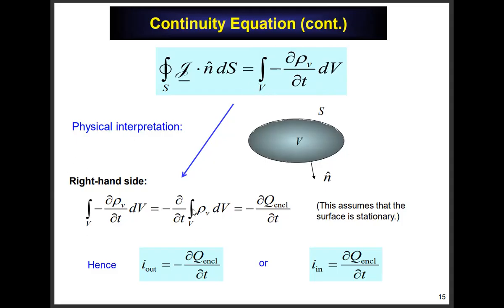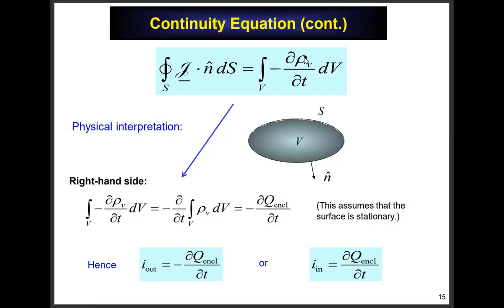Now, how does that help me? Remember, rho v is what we call the volume charge density. There are protons, for example, floating around in here. It's the volume charge density, coulombs per cubic meter. If I integrate that throughout the whole volume, what am I going to get? The total charge, the total coulombs inside the volume, which I'll call Q enclosed, the charge enclosed inside the surface S, in other words, throughout the volume V.